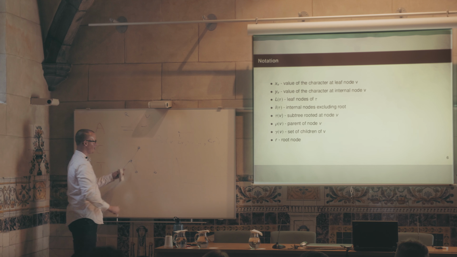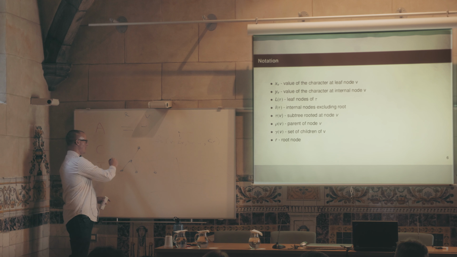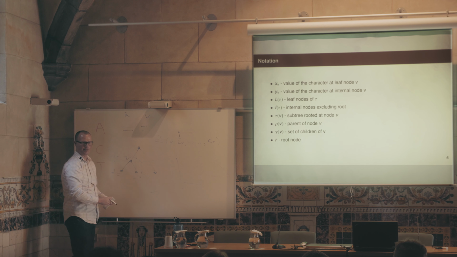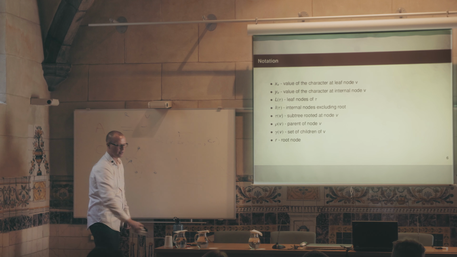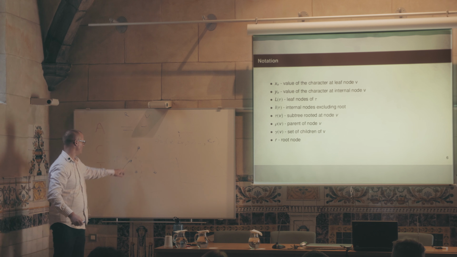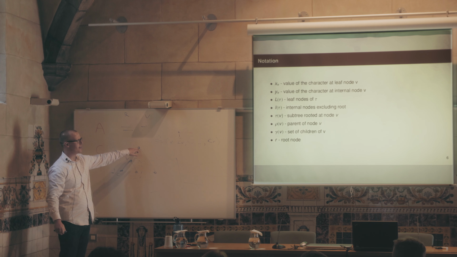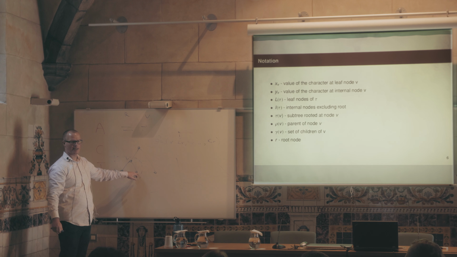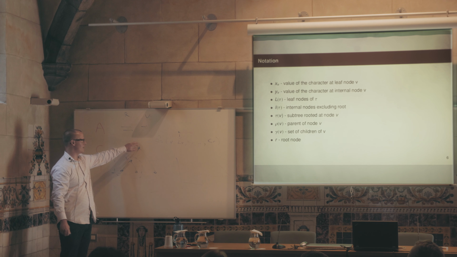If this is my whole tree, and this is v, then tau of v is this little tree here, right? That's the tree rooted at v. Rho of v is your parent, so if I'm here, that's rho of v. Gamma of v is the set of children, so that's these guys. And then r is our root node.